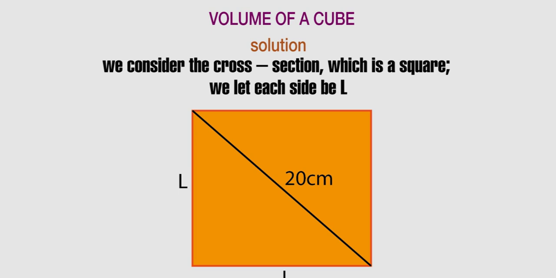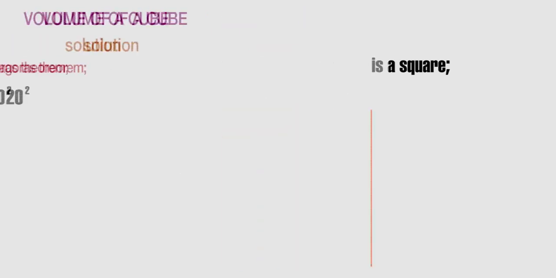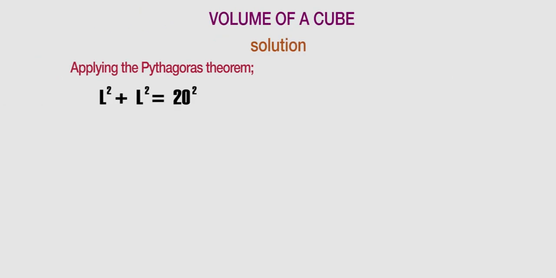So we have a face of the cube. We have the length to be L and another length to be L, and the diagonal is 20 centimeters. Applying the Pythagoras theorem, we have L squared plus L squared equals 20 squared. And if you simplify, you get 2L squared equals 400.